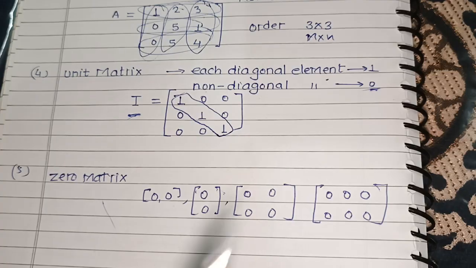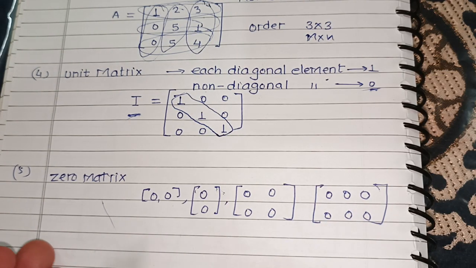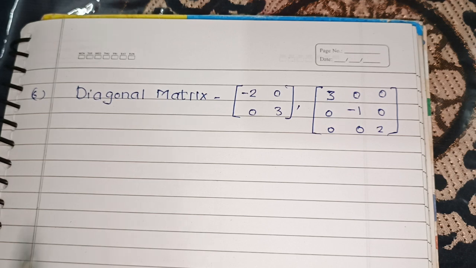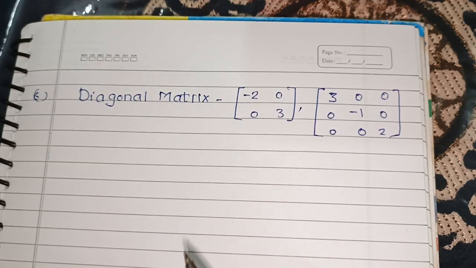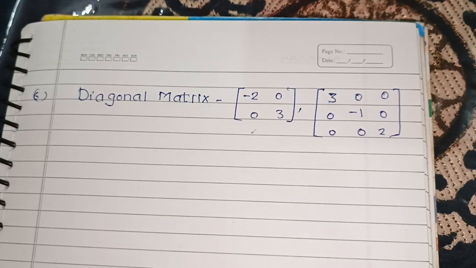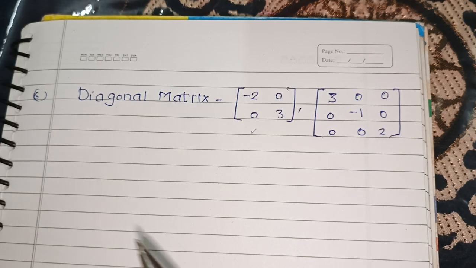Now we discuss zero matrix. We can see all elements of this matrix are 0, so we can say it is a zero matrix. Now last, diagonal matrix. The elements of the diagonal are something, but all other elements are 0. You can see that the diagonal has values like 3, -1 and 2, and the rest of the elements have a value of 0, so it is called diagonal matrix.